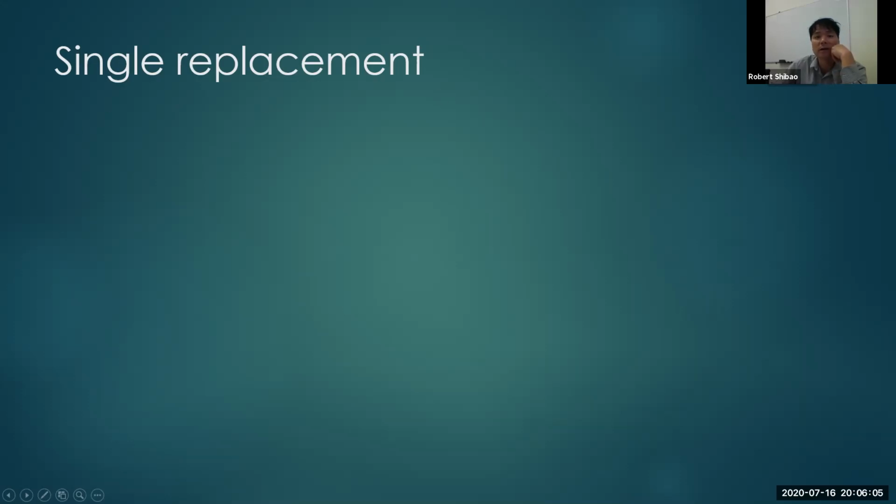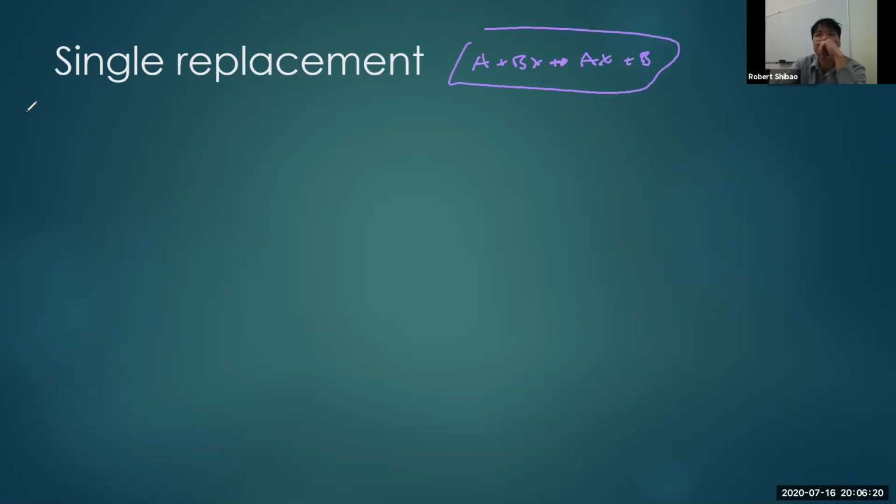So we have our pattern for a single replacement: A plus BX yields AX plus B. We have this kind of basic pattern here. And there are going to be known exceptions to this. One is the halogens.